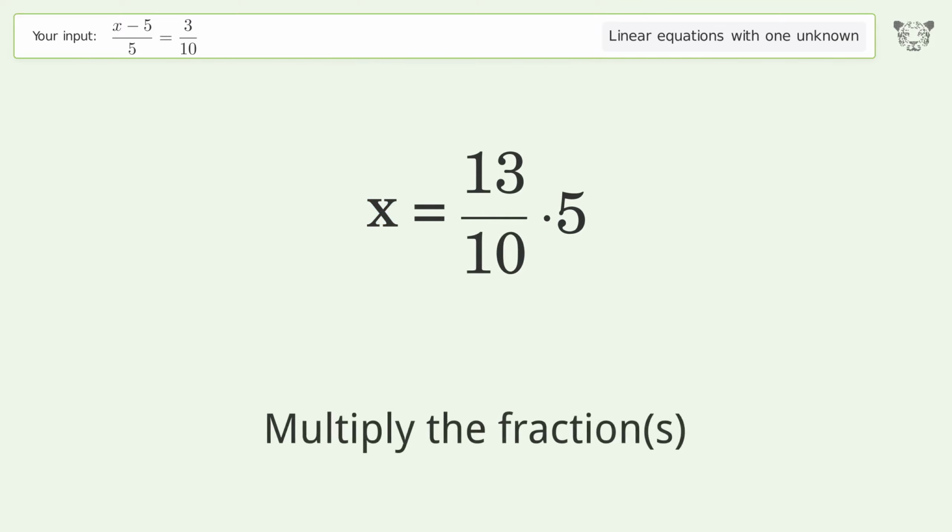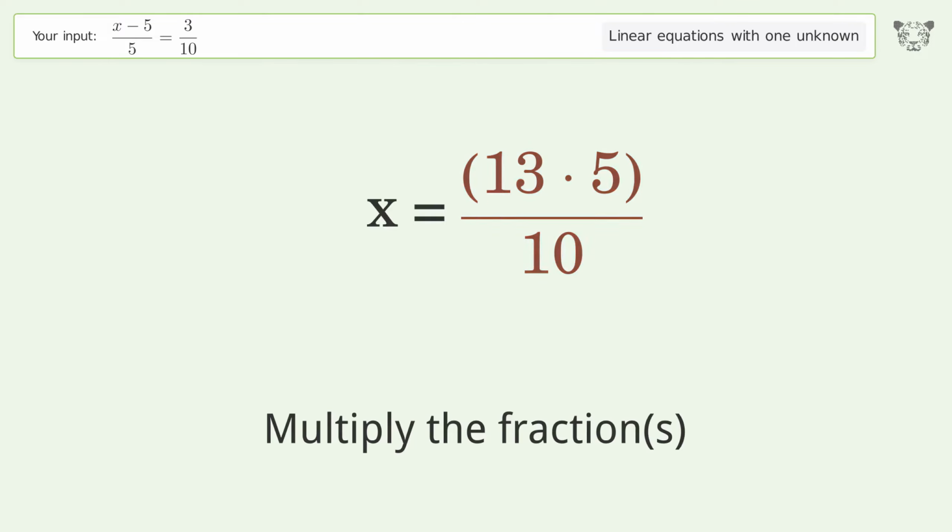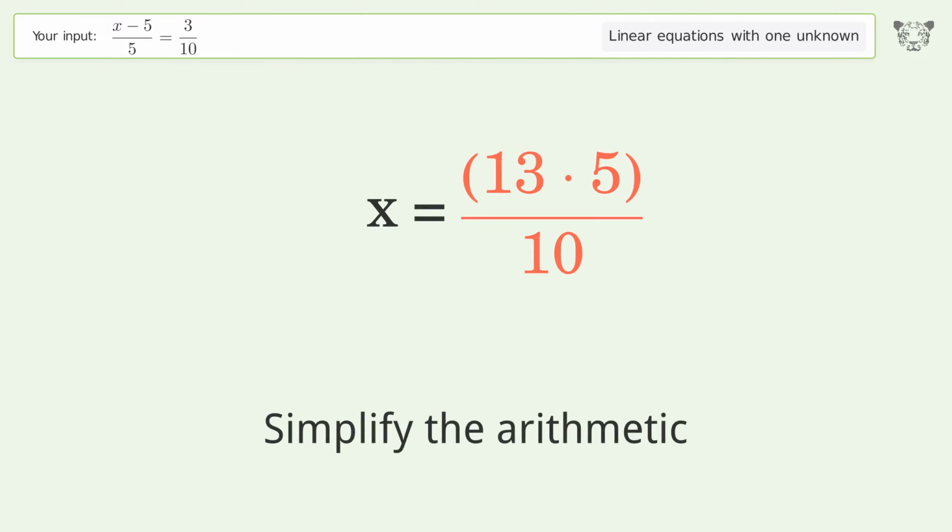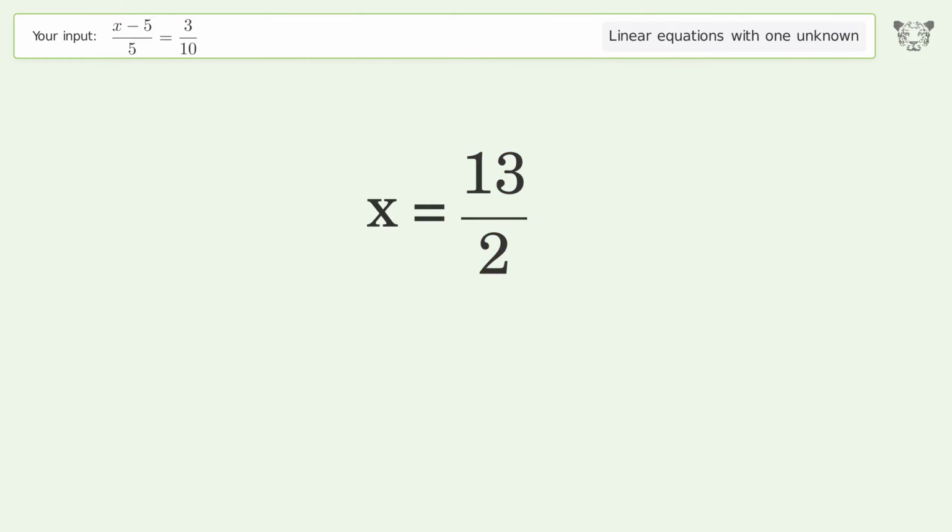Multiply the fractions. Simplify the arithmetic. And so the final result is x equals 13 over 2.